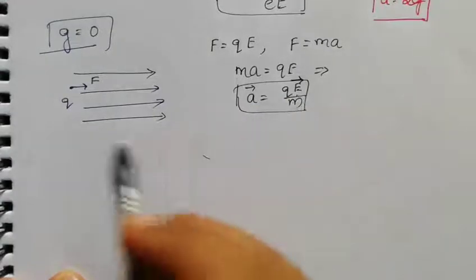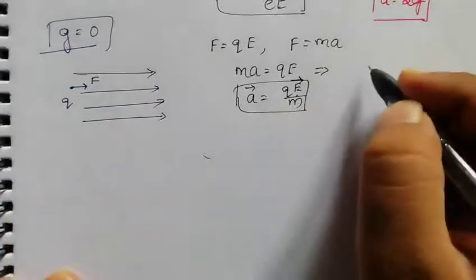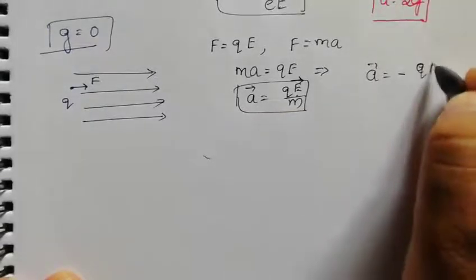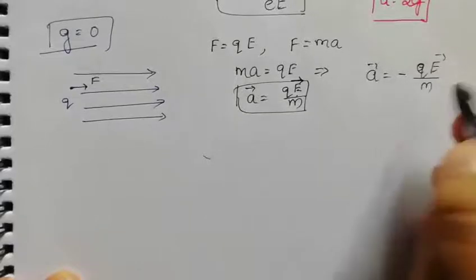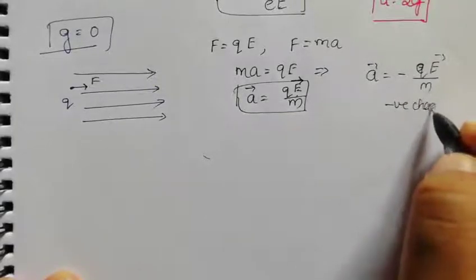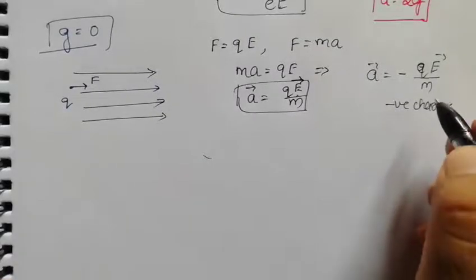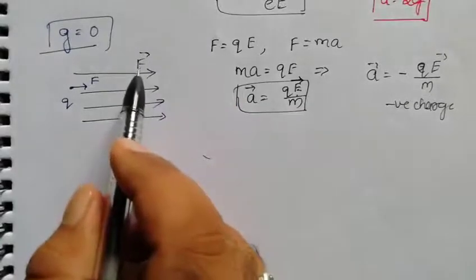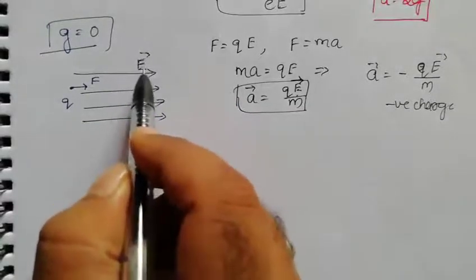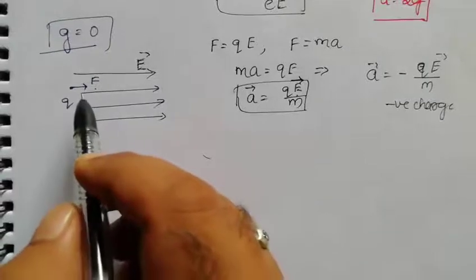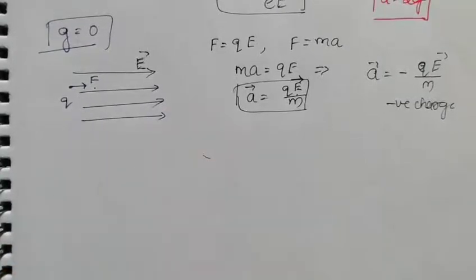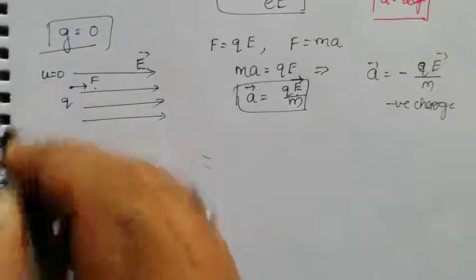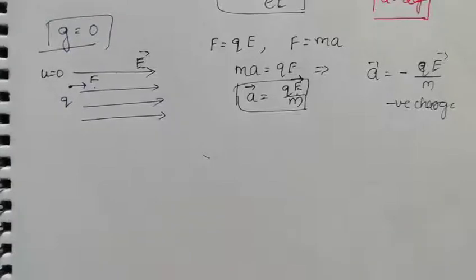the electric field. Now sir, if I take here a negative charge, then for negative we get acceleration equal to minus Q into E by m. For negative charge, because it is in the opposite direction, right? So it will experience the opposite direction in the case of negative. In the case of positive, electric field and force are in the same direction. That is the value of acceleration.